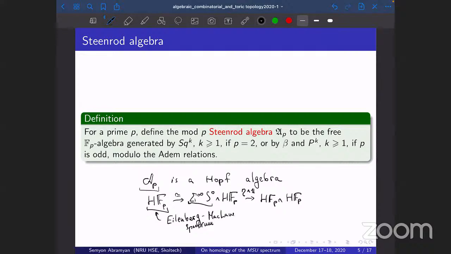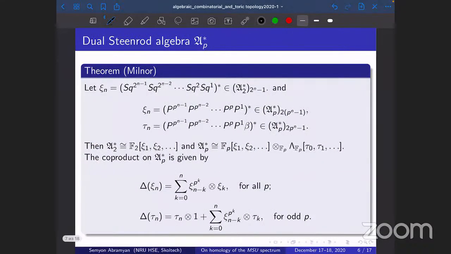Now I want to introduce the theorem by Milnor, which describes the algebra dual to the Steenrod algebra. Denote by psi the monomial dual to this one with respect to the basis of admissible monomials. In the case of odd P, we have xi is this composition, and tau_n is the composition with the Bockstein homomorphism.